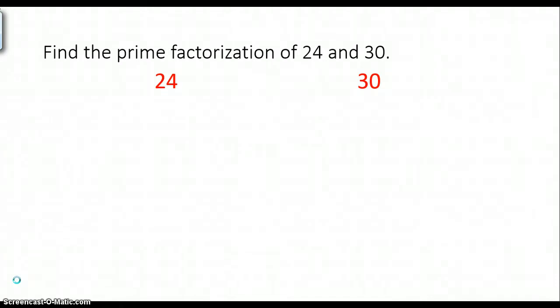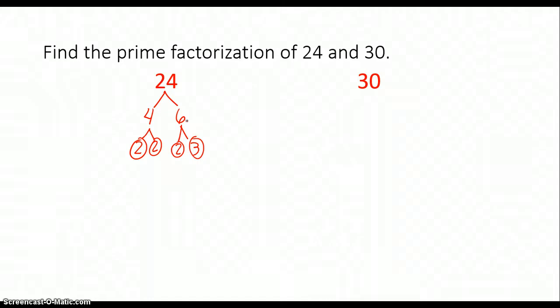So if I want to find the greatest common factor of 24 and 30, I first need to find the prime factorization of 24 and 30. And I can do that very simply, and there's multiple ways. I'm going to choose to do 4 and 6. I notice that 4 is composite and can be broken down into 2 times 2. And 6 is composite and that can be broken down into 2 times 3. And I'm circling these 2's and 3's because they're prime.